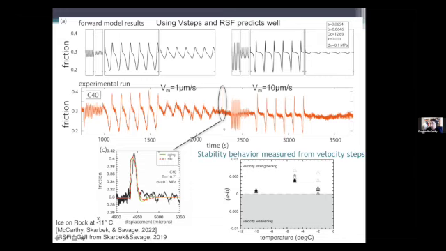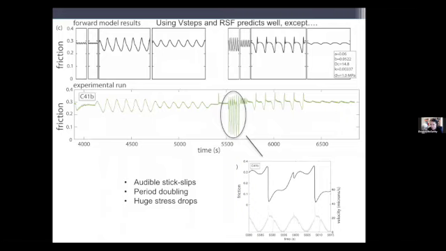But I want to point out that using that one velocity step in the middle of each of my experiments and analyzing for that A minus B behavior, I still didn't find the smoking gun. I still always got velocity strengthening behavior predicted by that. So the point of this was that a forward model can do a really good job of predicting the experimental work, except when it doesn't.